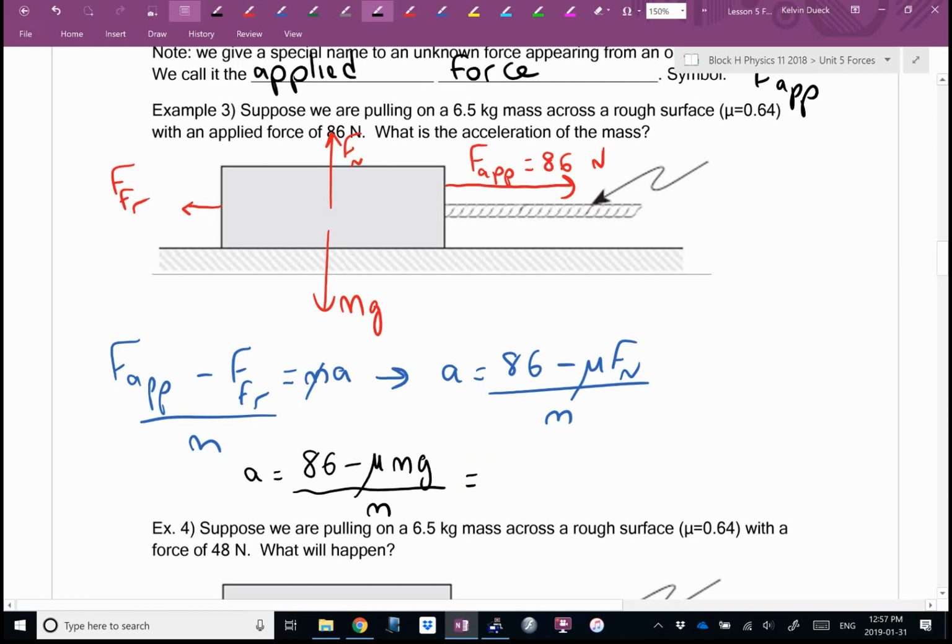Okay, let's plug and chug. It's complicated plug and chug, but it's still plug and chug. It's going to be 86 minus, hey Chelsea, what's mu? What's mu? What's the mass? Good. G 9.8 all over 6.5. Is this a fraction? Is there more than one thing on the top?